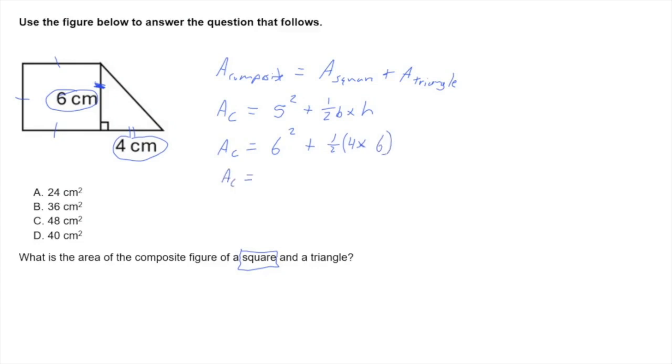So if we keep working this out, 6 times 6 is 36, plus, and we can do it this way, 4 times 6 is 24, and then divided by 2, that's our times half. So we'll keep breaking this down, equals 36 plus 12. Or the area of our composite is 48 centimeters squared. So our answer is 48 centimeters squared.